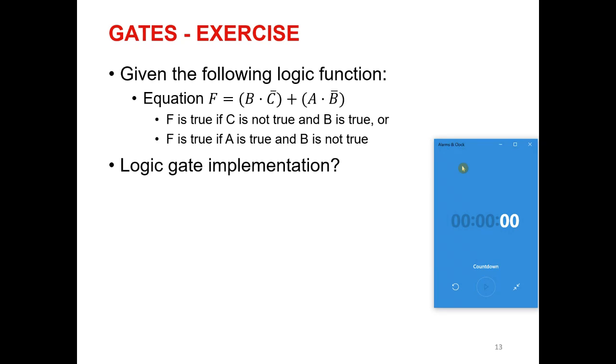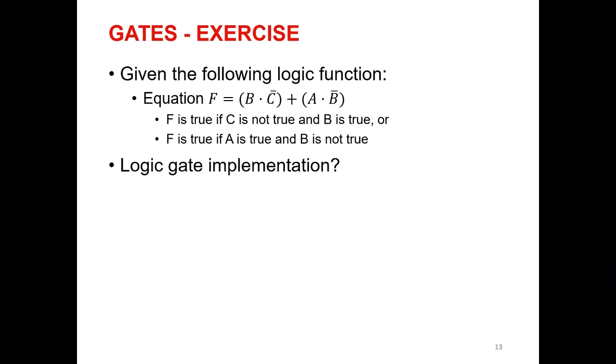Okay, the time is over. So now we are going to check the answer. So what we can see here is the following. First of all, we have B and not C. So for doing this, we have an AND gate. We negate the input C with the bubble, and then with this gate we have the first part of the equation, B and not C, and then we go for the second part of the equation, which is A and not B.